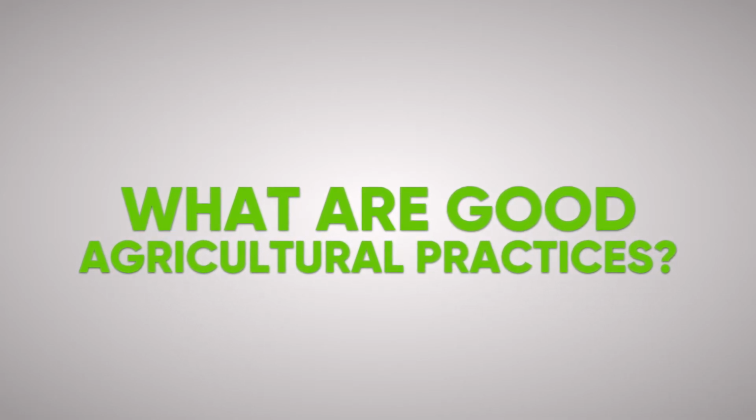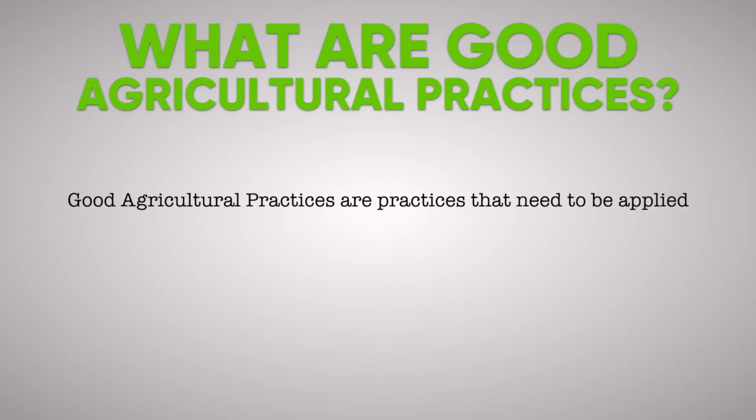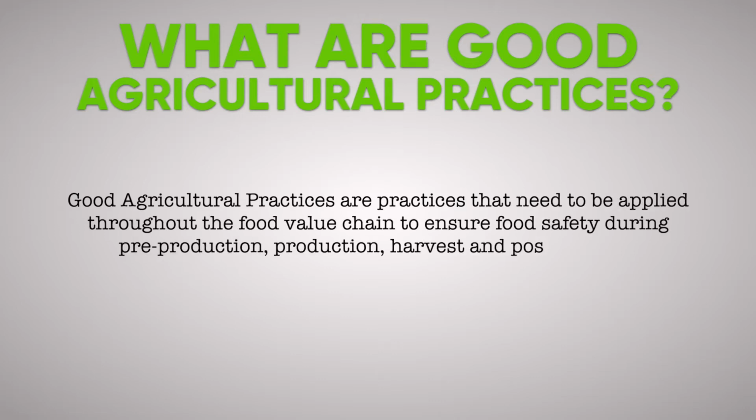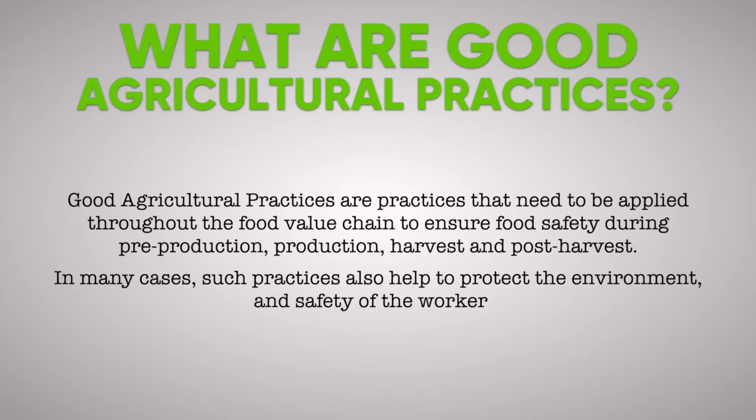What are good agricultural practices? These are practices that need to be applied throughout the food value chain to ensure food safety during pre-production, production, harvest, and post-harvest. In many cases, such practices also help to protect the environment and safety of the workers.